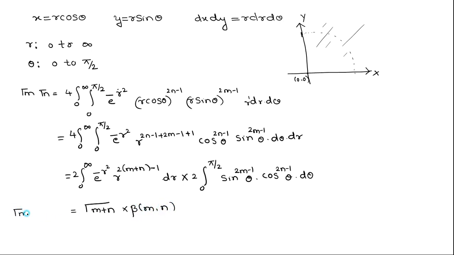So therefore we proved that gamma of m into gamma of n is gamma of m plus n into beta of m, n. So therefore the beta of m, n is equal to gamma m gamma n divided by gamma of m plus n. So this is the relation which connects the beta gamma functions.